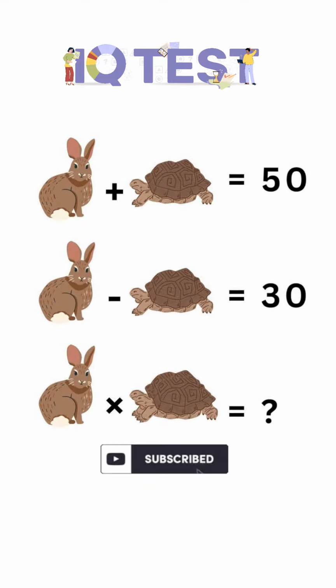So 40 in the first equation, 40 which is for the rabbit plus 10 which is for the tortoise, that will give us 50. And then 40 which is for the rabbit minus 10 which is the tortoise will give us 30 for the second equation. So the final question is saying what is rabbit multiplied by tortoise, and that is 40 multiplied by 10, that will give us 400. So the answer here is 400.